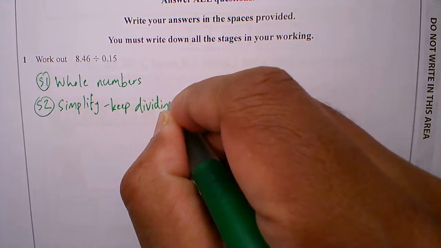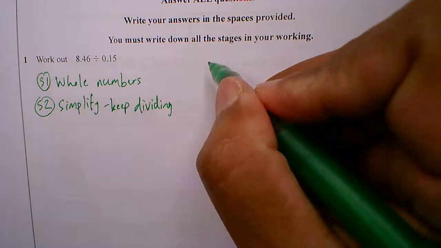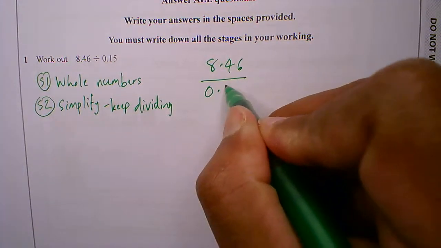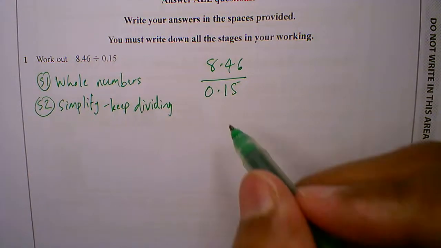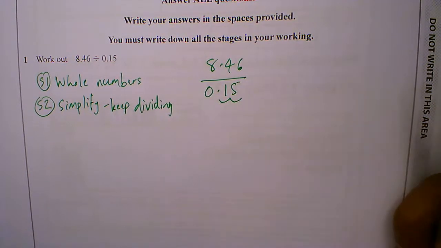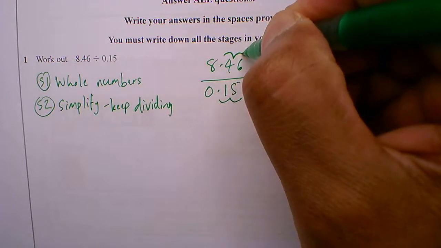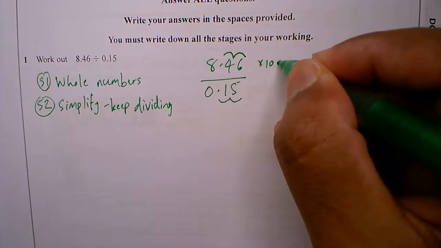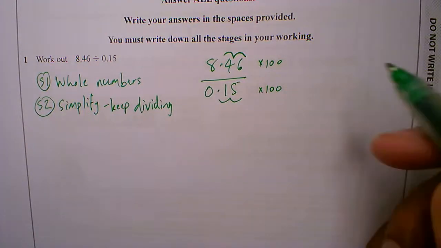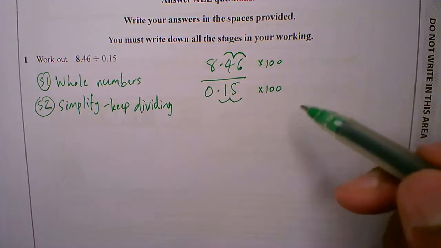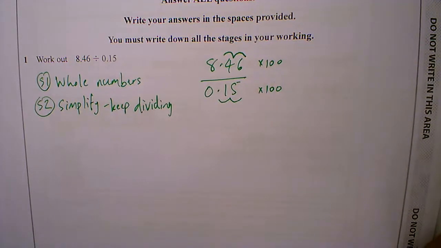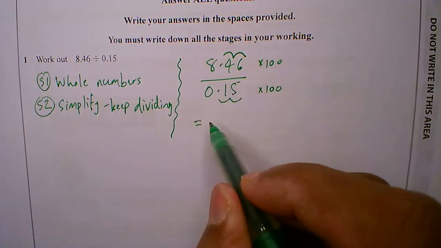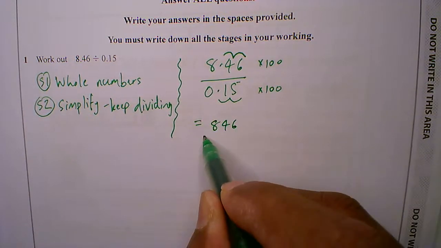And so now I've got 8.46. I'd like to put it in the form of a fraction, 8.46 divided by 0.15. And now I can see how many place values I need. I've got 2 place values at the bottom, 2 place values at the top. In other words, I'm going to be multiplying by 100, top and bottom. And because it's the same place value, I don't need to worry about doing anything at the end. So now I've got 846 divided by 15.